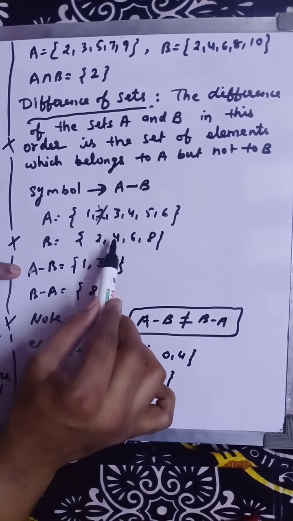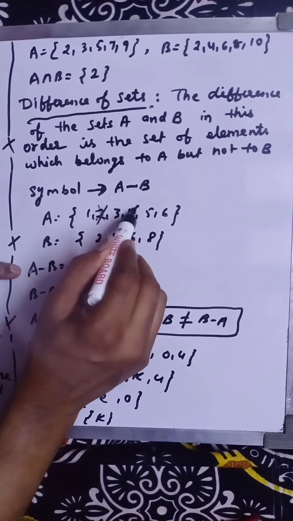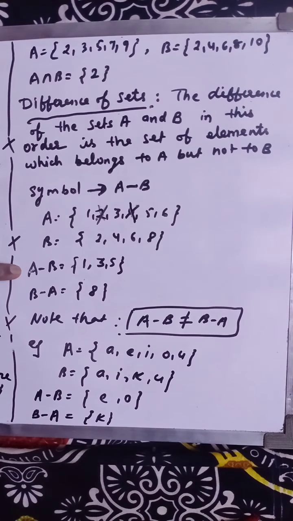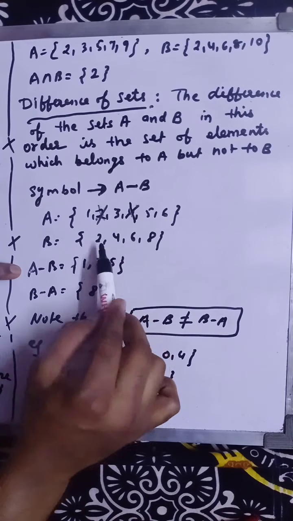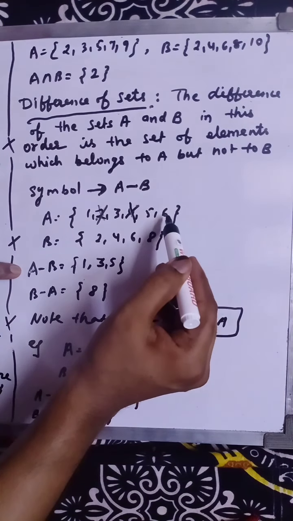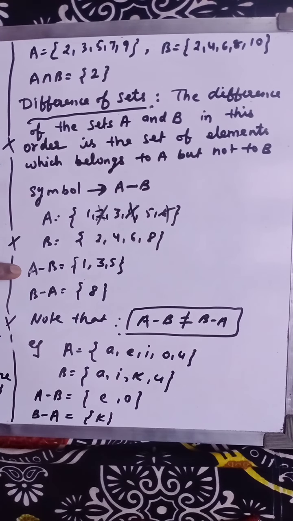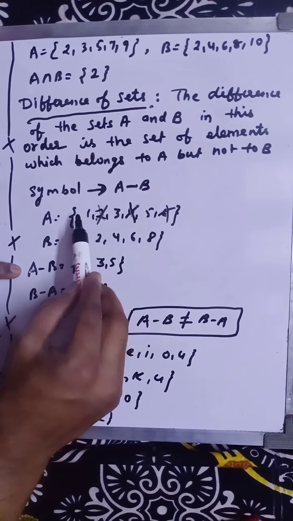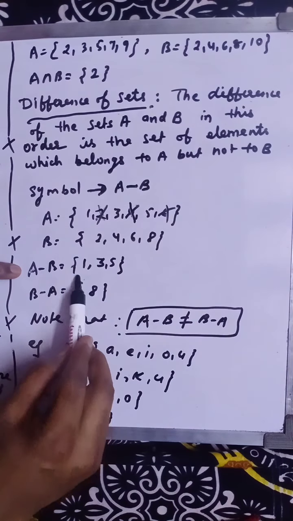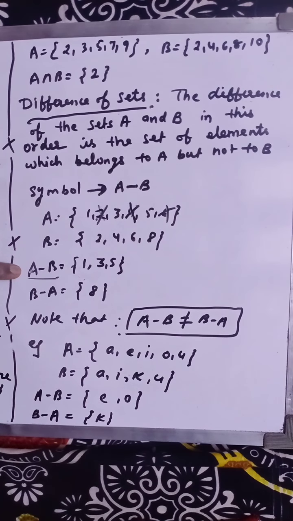Now 3 is not there in B, so no need to cut. 4 is common, so you have to cut it. Now 5 is not there. Now 6 is there, yes, so you have to cut 6. Now you have to write all the elements which are not cut. So 1 3 5, this is A minus B. Got it?